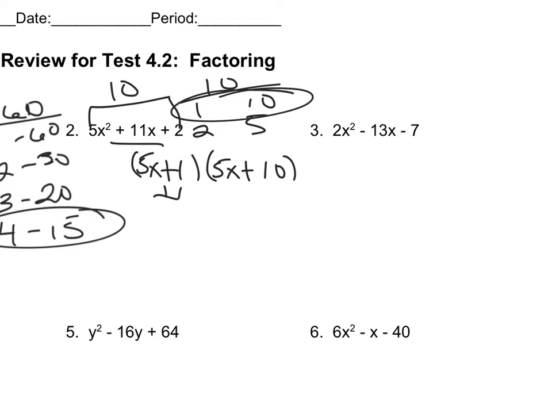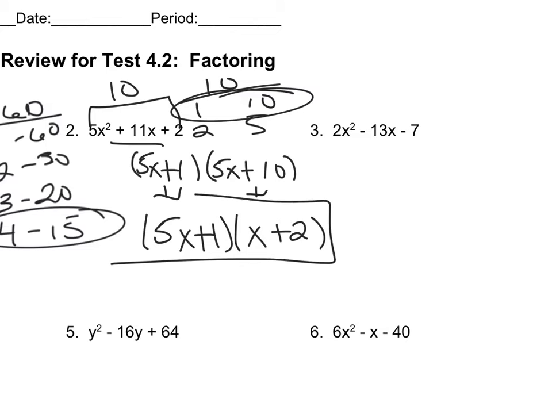Then we got to reduce. That cannot reduce, so it stays the same. And then here we can reduce by 5. If we divide each one by 5, that's just x plus 2. And that's the answer.